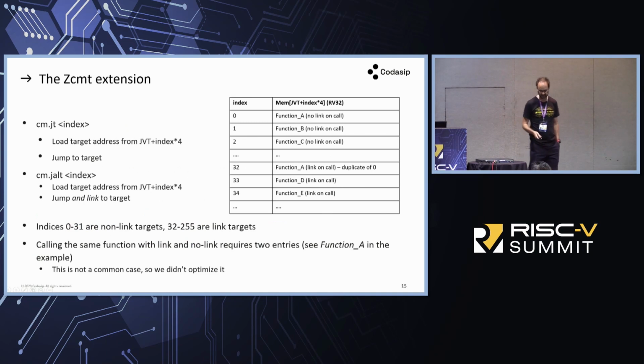So some more details here. We have the table in memory. Indices 0 to 31 have the addresses, but you don't link if you jump to them. And 32 to 255, if you jump to them, then you do link. It means that if you call the same function with and without linking, you need 2 entries in the table. But that case doesn't happen very much, so we didn't optimize it because it seems sort of wasteful.